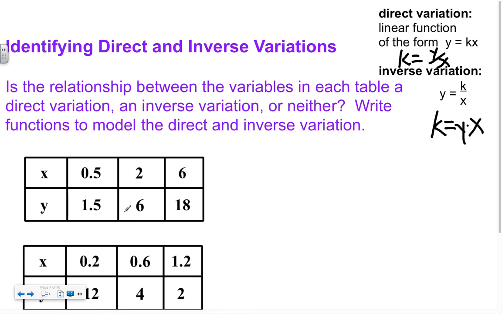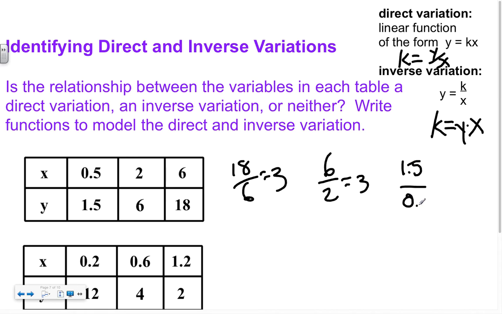So let's take a look here. If we multiply these, we're not going to be getting the same number. So if we divide them, make sure you're dividing y over x. If I divide 18 over 6, that will give me 3. 6 over 2 will give me 3. And 1.5 over 0.5 will also give me 3.